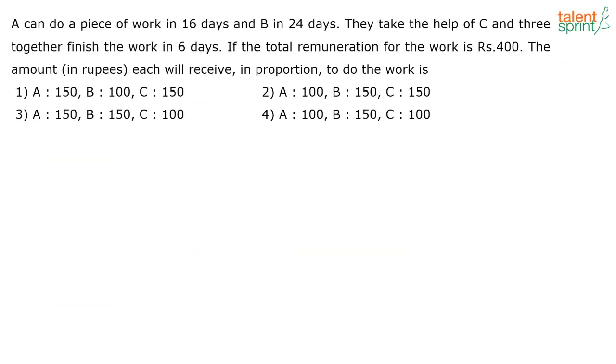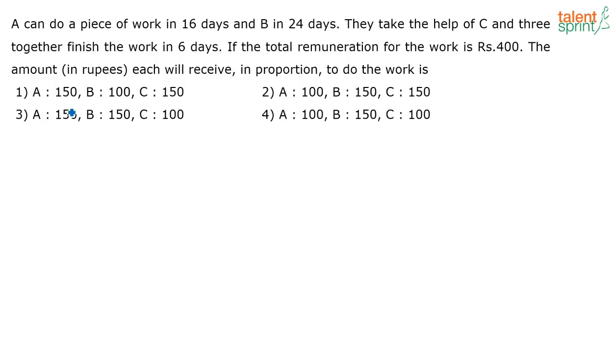Next. A can do a piece of work in 16 days and B in 24 days. They take the help of C and the three of them together finish the work in 6 days. If the total remuneration is rupees 400, the amount of rupees each person will receive proportional to their work is dash. Again, if you use the LCM method here, it is very easy to solve this question.